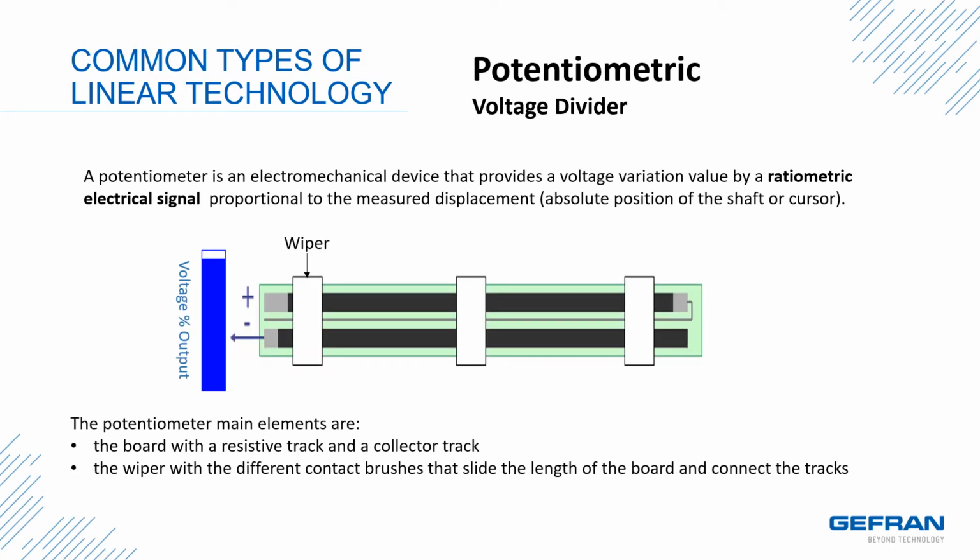A potentiometer is an electromechanical device that provides a voltage variation value by a ratiometric electrical signal proportional to the measured displacement using the absolute position of the shaft or cursor. The potentiometer main elements are the board with a resistive track and a collector track, shown in green and black in the picture, and the wiper with the different contact brushes that slide the length of the board and connect the tracks.